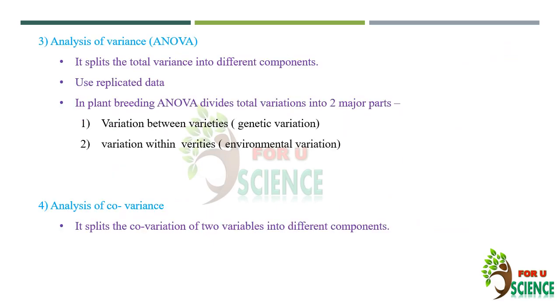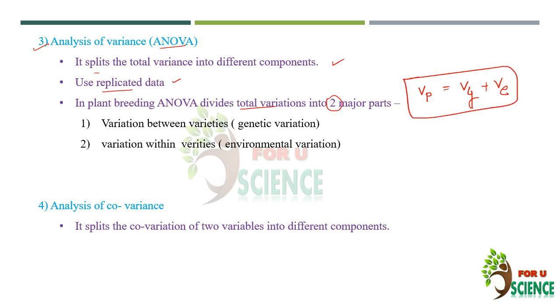As we have discussed, analysis of variance, that is the ANOVA, splits total variance into different components. It uses replicated data, and it divides the total variance into two major parts. Like in the case of VP, the total phenotypic variance will be equal to VG, genotypic variance, plus VE, environmental variance. We use replicated data to analyze the variance.